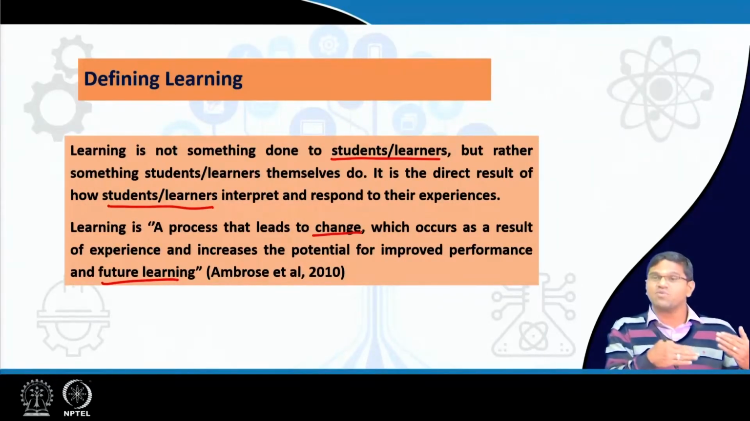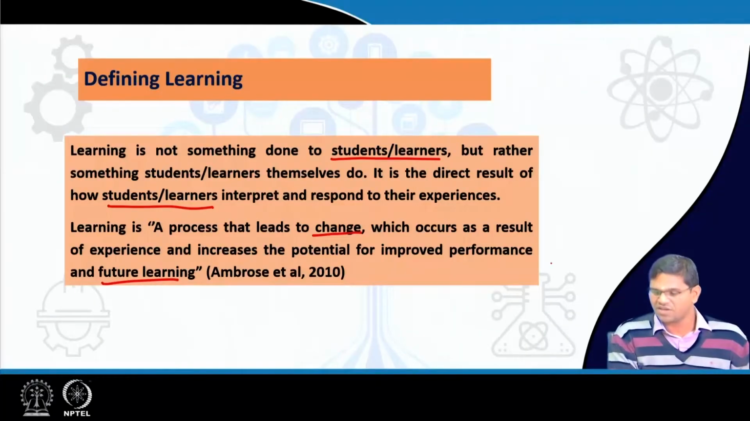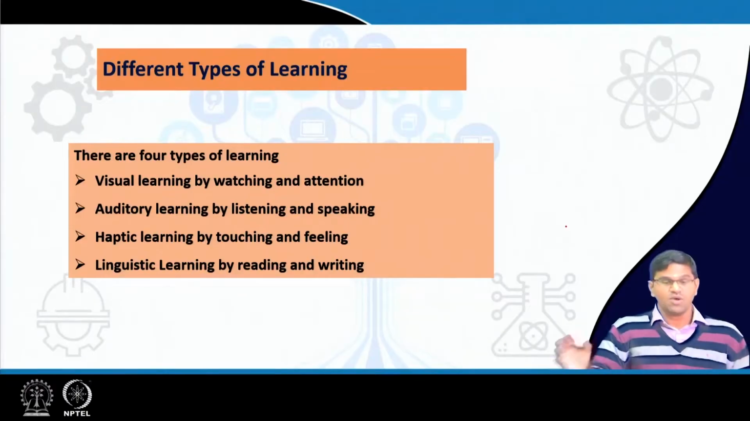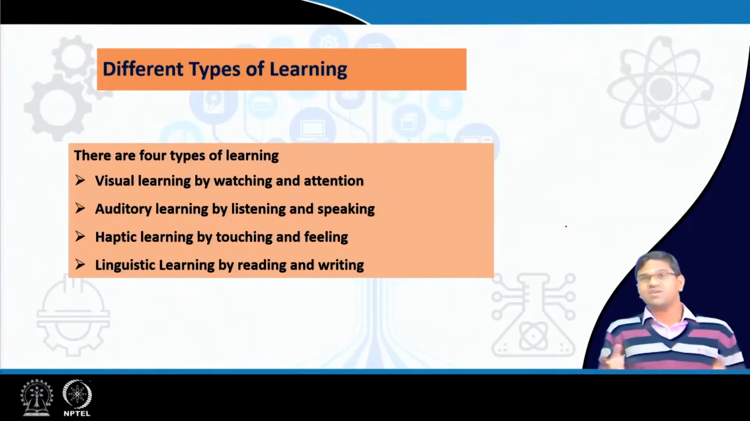Whenever we say learning, let's say we are at this stage, the learning has to take you to the next level. So, first level to the second level. The learning aims to make an improved performance from the current position, whatever the knowledge or skill you have. Okay. Now, what are the different types of learning available?